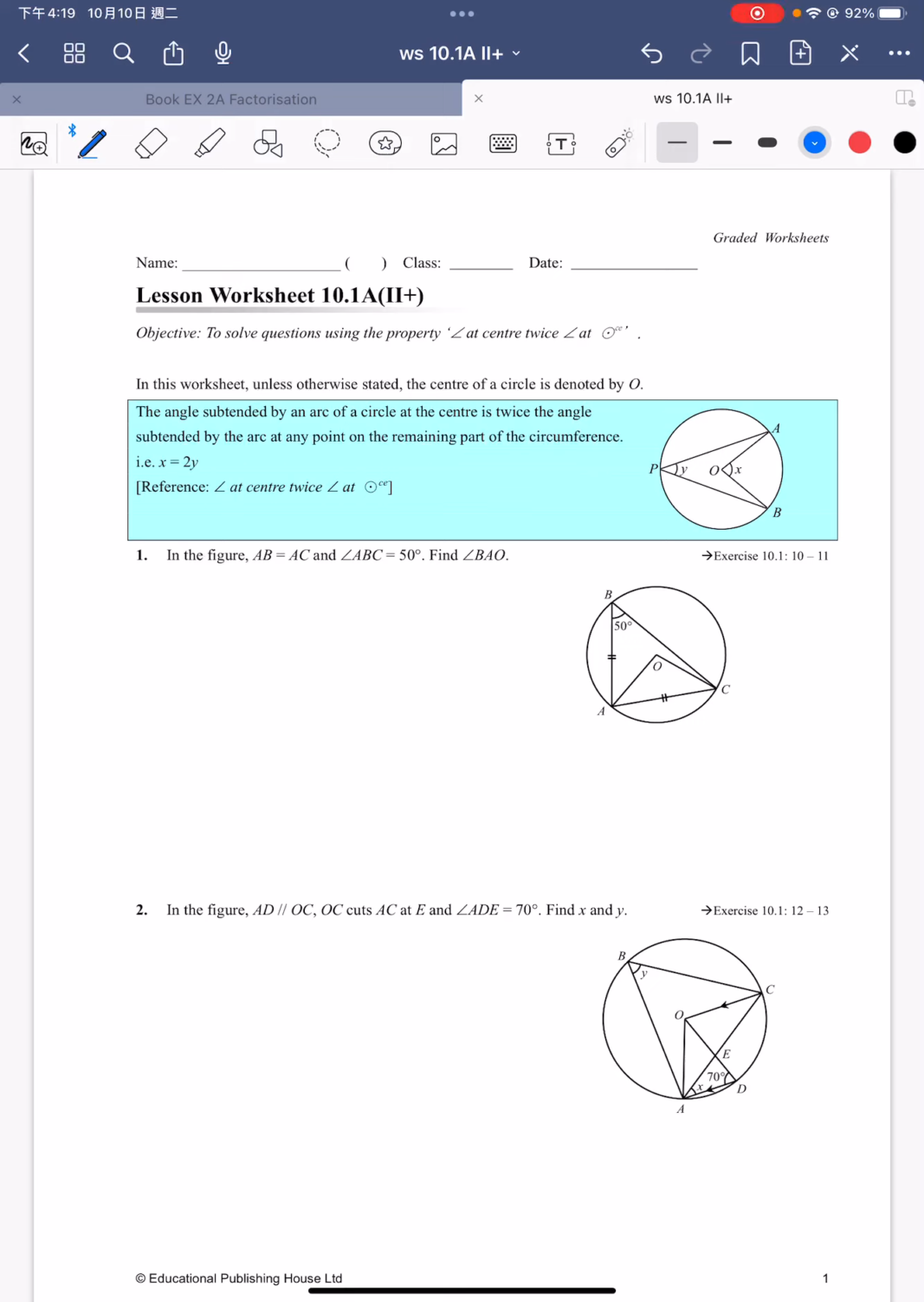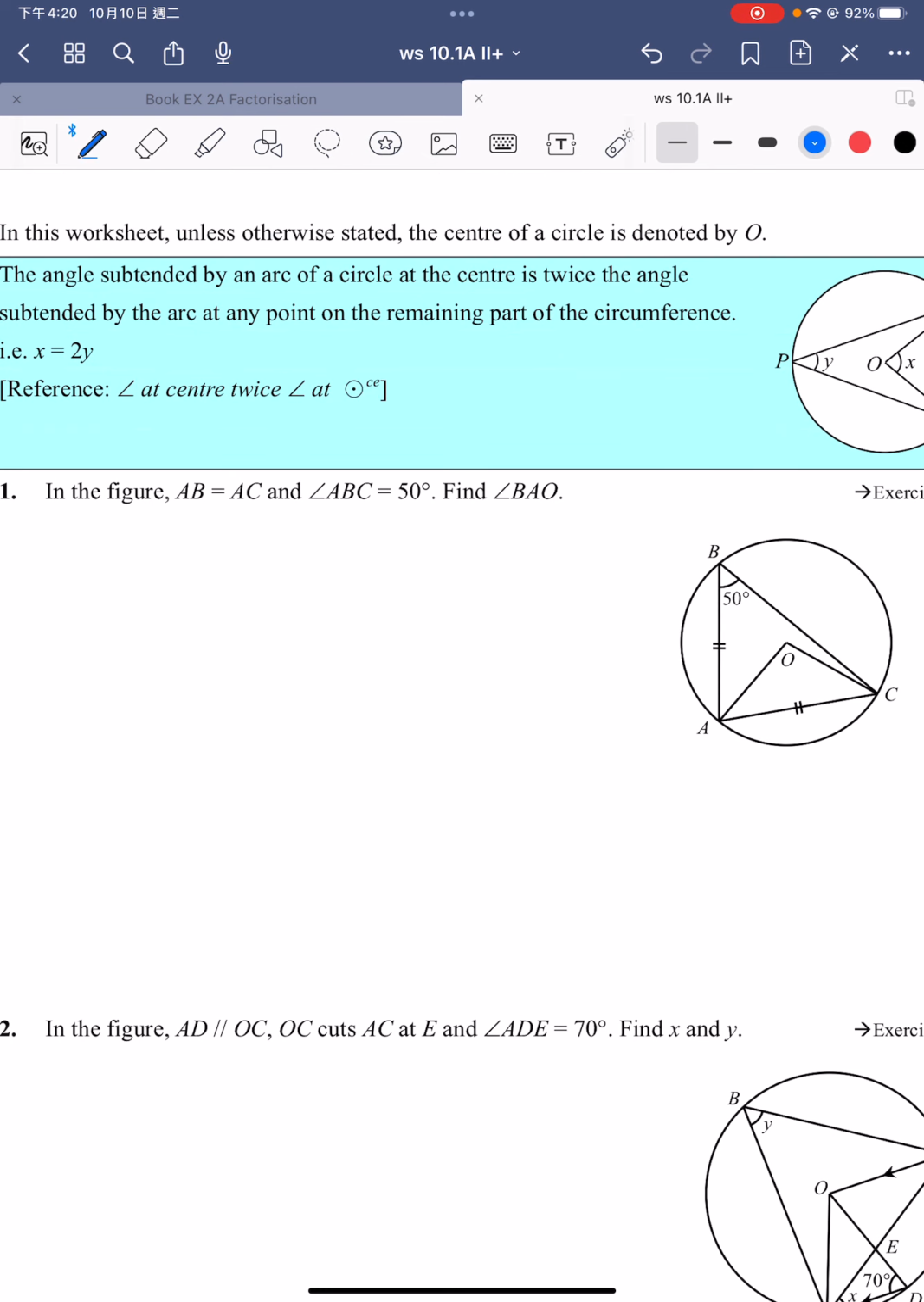Hello guys, in this video we're going to talk about the worksheet 10.1a level 2 plus. So still talking about the circle theory, the angle at the center towards the angle at the circumference. Well, this is the harder one if you aim for level 4 in the DS exam. So try to understand each question and do it by yourself. So let's do the first question.